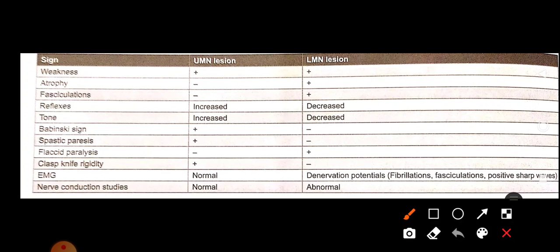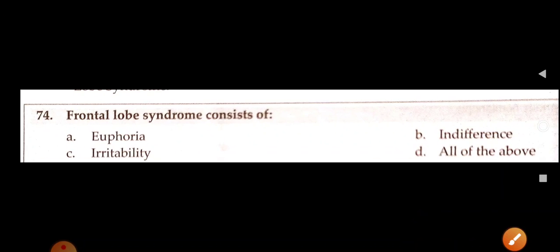Now this table represents how to remember. In lower motor neuron, there is weakness in both. There is atrophy in lower motor neuron, and fasciculation in lower motor neuron, and flaccid paralysis in lower motor neuron. And in case of upper motor neuron, increased reflexes, increased tone, Babinski sign positive, spastic paresis, and normal EMG and nerve conduction studies. Okay, remember this table, guys.